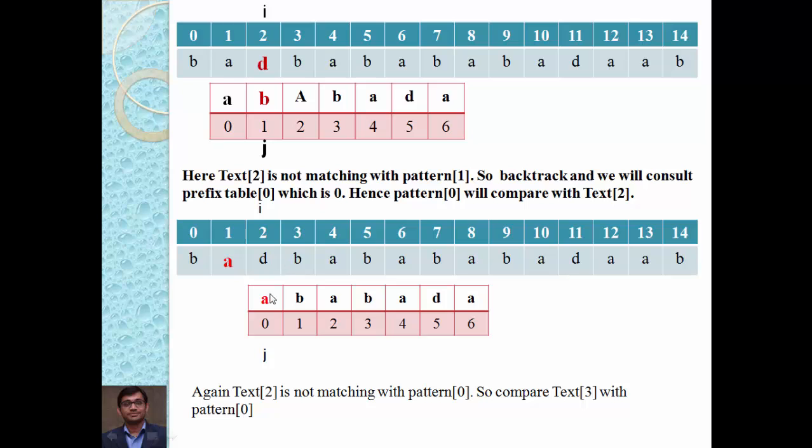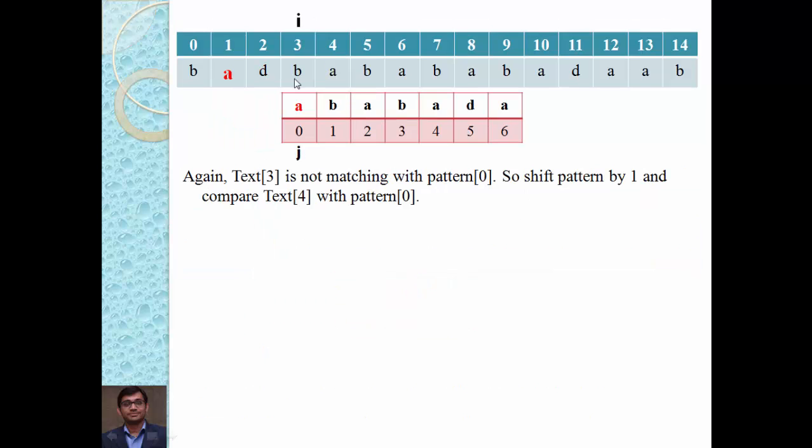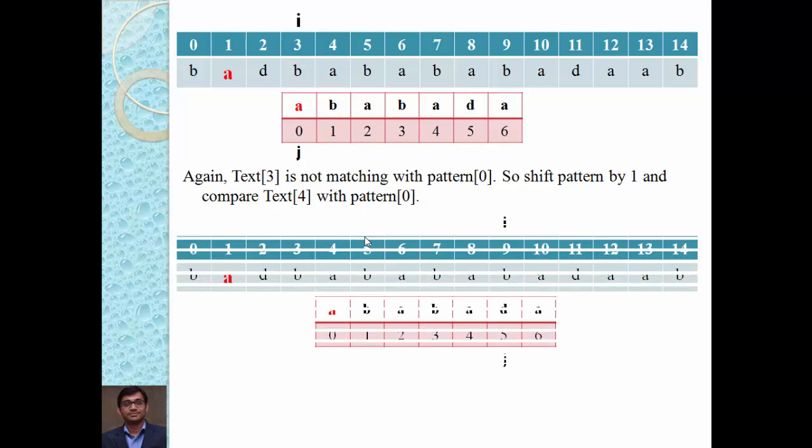D and A both are not equal. It means that again we have to perform shift right operation. Once we perform shift right operation, then we have to compare B of text with the A of pattern. So B and A again both are not equal. So we have to perform again shift right operation.